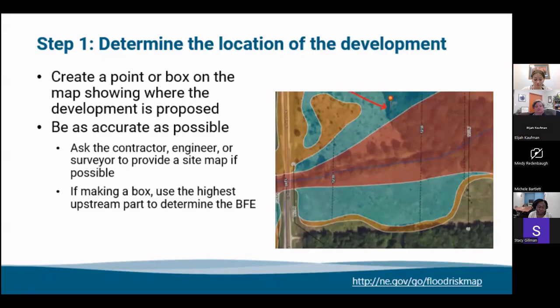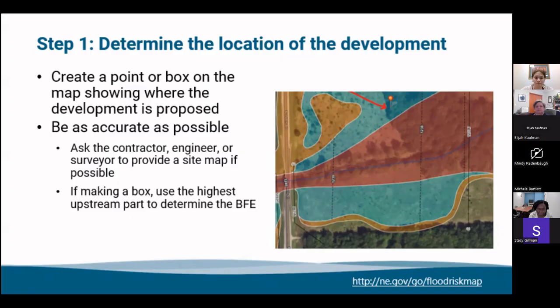location of the site, or the proposed site. We have a couple of tools there which you can use to pinpoint that specific place. Once you have the location of the site proposal, it will look something like this. You can use either one of our tools there that have different types of location pinpoints. You can ask a contractor or an engineer to provide the site map for you. And if you're making a box of the area, use the highest upstream part to determine the BFE.